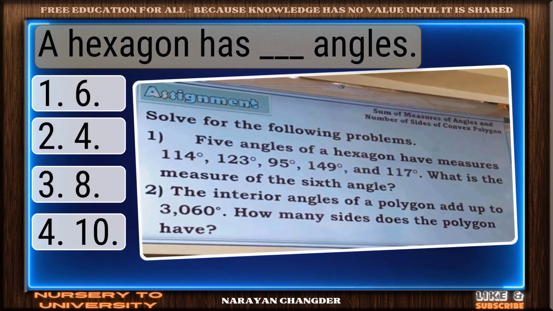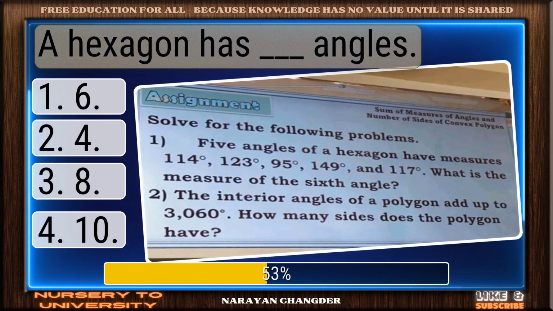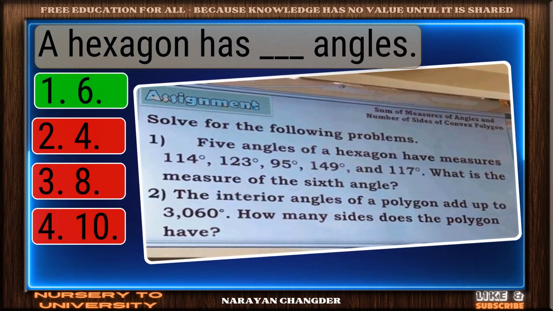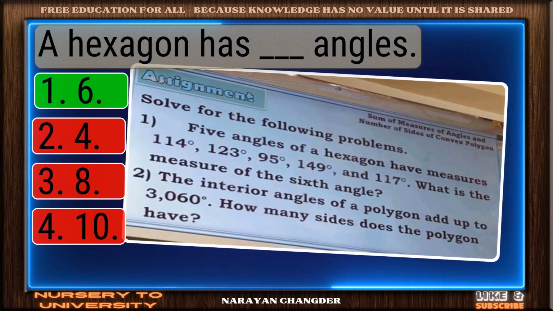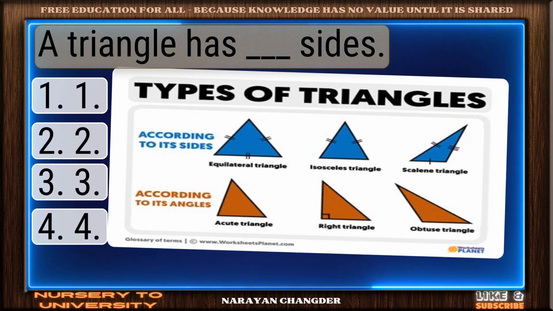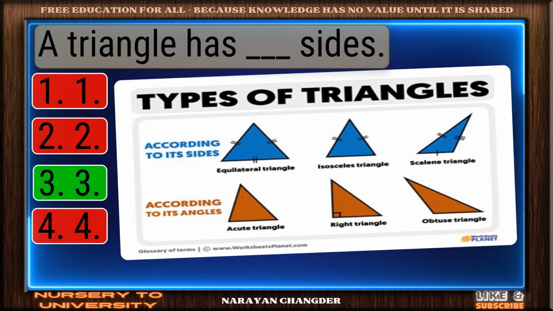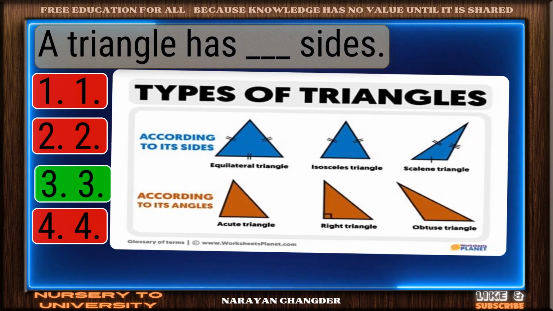Question number 283. A hexagon has dash angles. Nice selection. 6 is the correct and valid answer. Question number 284. A triangle has dash sides. Sharp thinking. 3 is the right choice.